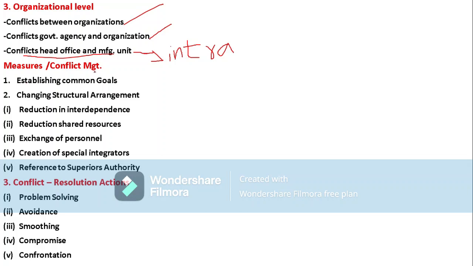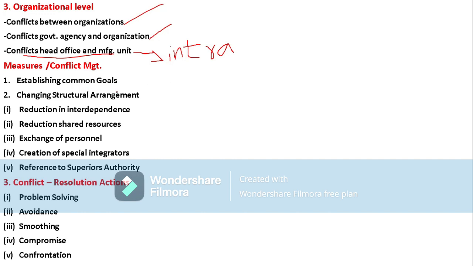Measures of conflict management. So what measures have to be taken? The first one is establishing common goals. If at all, as we have seen before, goal conflicts arise within the individuals. If goals are established in such a way that they result in the satisfaction of both the employee and the management, then the common establishment of goals can be treated as a measure for conflict management.